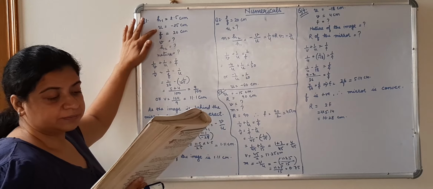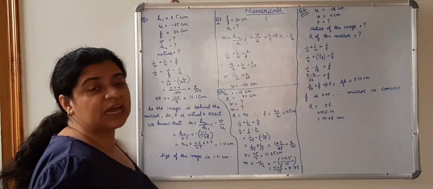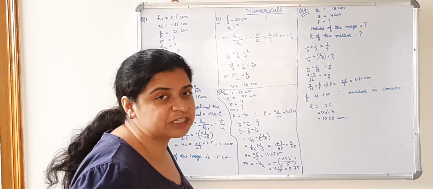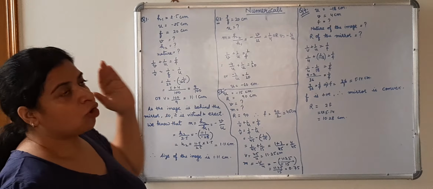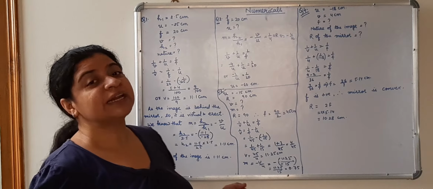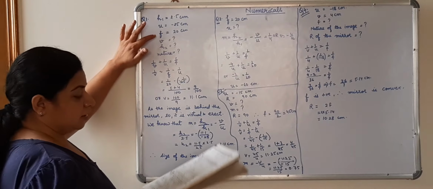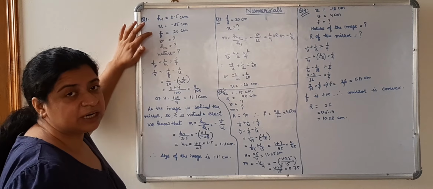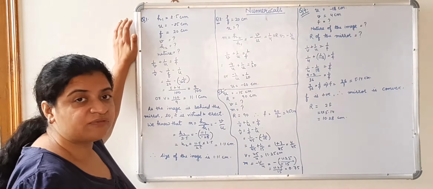Minus 25. Now, why have we not taken the height of the arrow as negative? Because the object is always placed above the principal axis. So all the distances above the principal axis will be positive and below the principal axis will be negative. So then, 25 centimeter from a diverging mirror. Diverging mirror, you know very well, is a convex mirror.